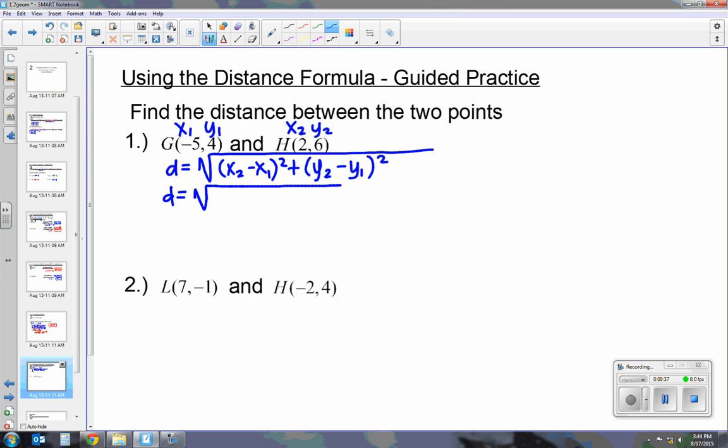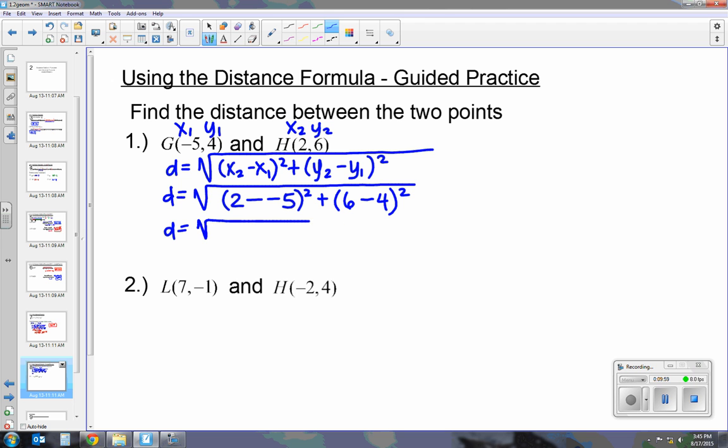Write my square root. My x sub 2 is 2. Then I do minus. My x sub 1 is a negative 5. And then I put squared. Plus, my y sub 2 is 6. Minus, my y sub 1 is 4. Then squared. Now I'm going to simplify.